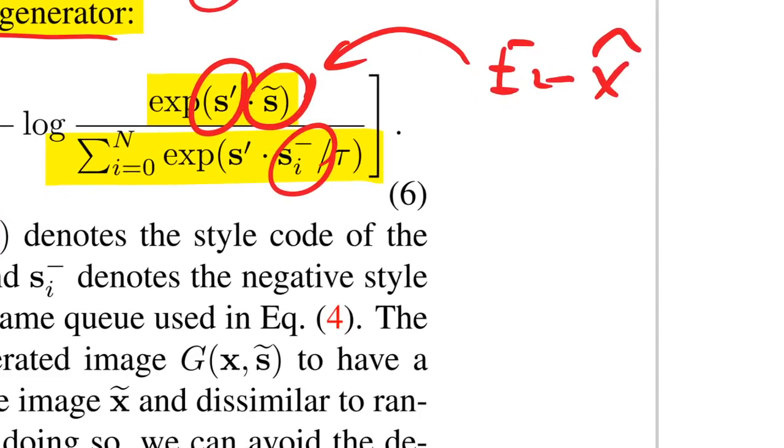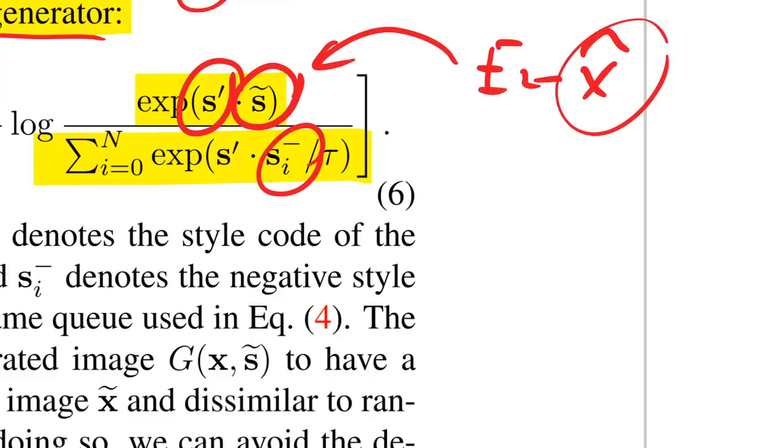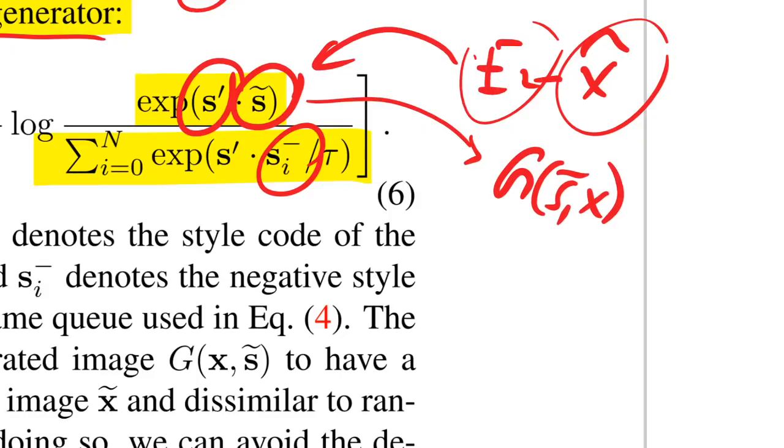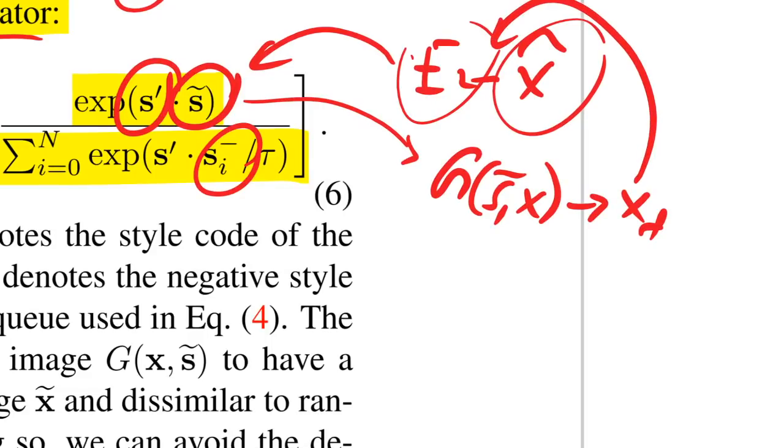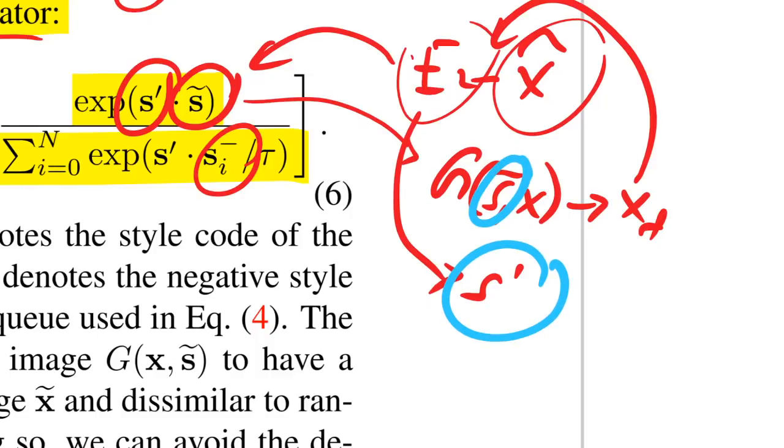So I take this, I ask the encoder, what style is it? That's S tilde, right? Then I take S tilde, go to the generator together with a source image, X, and that gives me like X fake. And then I ask my encoder again, what style would you assign to the fake image I just produced? And then the encoder will give me S fake, or S prime in this case. And then I compare that S prime with the one I gave before. Okay, so it's sort of a round trip loss.